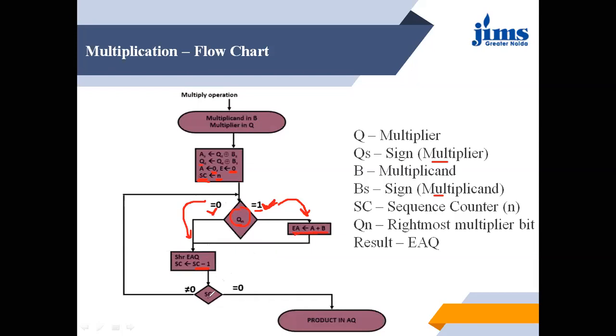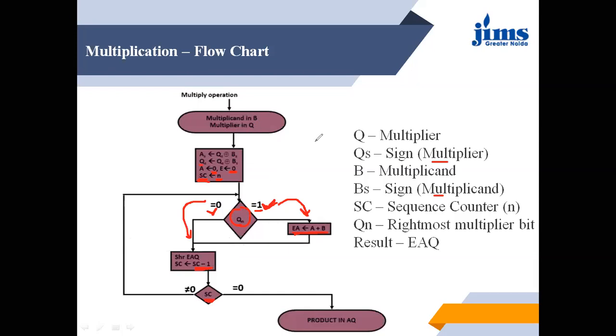In the last step we have to check whether the sequence counter is equal to 0 or not, meaning whether we have to multiply any more bits. If there is any other bit left in the multiplier, then we have to follow these steps again. As we multiply one bit, we decrease the number in the sequence counter.